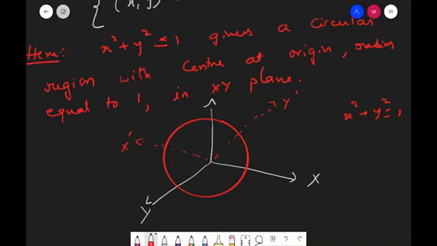This is a circle. But what is the circular region x square plus y square less than or equal to 1? This is a circle. I can say circle circumference. You can say this one: x square plus y square is equal to 1. Now what do you mean by x square plus y square less than or equal to 1?